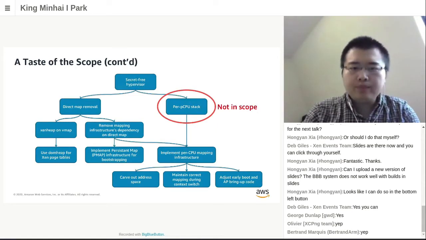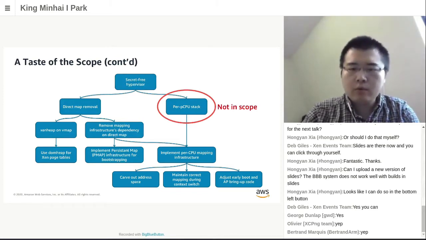Okay, so this is basically a diagram from 2019, the Xen Summit. As you can see, building a secret-free hypervisor is definitely not trivial. It has a lot of dependencies, and of course, there are cross-dependencies between the two major components: direct map removal and per-CPU stacks. The right-hand side is not going to be covered in this talk. In this talk, I'm going to share my progress on the left-hand side.